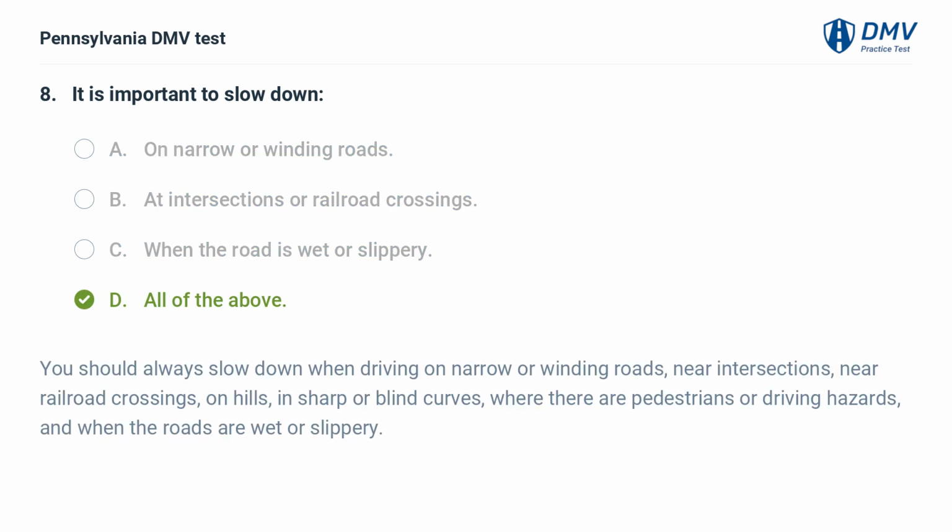D. All of the above. You should always slow down when driving on narrow or winding roads, near intersections, near railroad crossings, on hills, in sharp or blind curves, where there are pedestrians or driving hazards, and when the roads are wet or slippery.